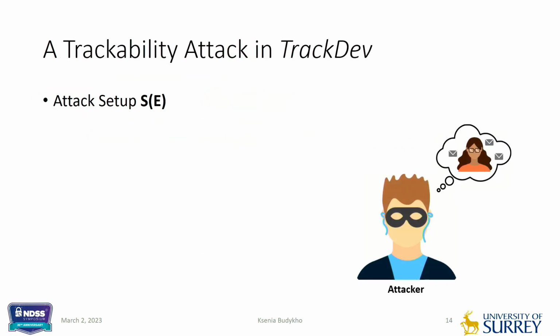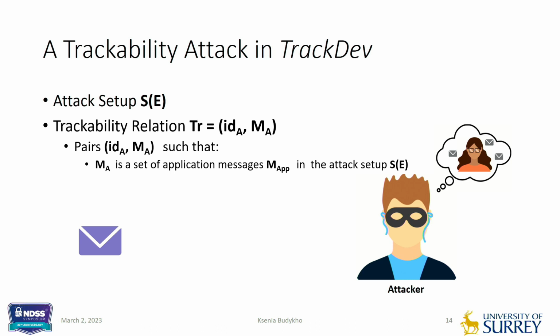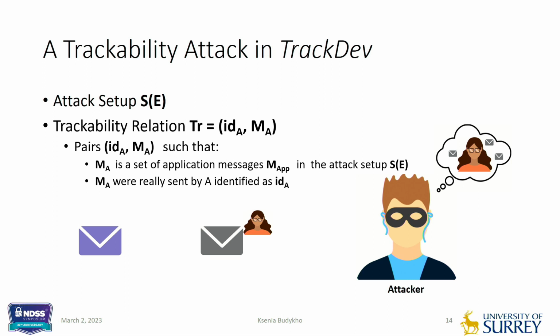And the adversary then uses this attack setup to track a particular user's application level messages or their actions in the network. So in order for the adversary to track someone, they need to provide a trackability relation TR for the given identifier. So this relation is a pair of the identifier and application messages that belong to the identifier. So the relation is correct and the attacker mounts a successful attack if the messages contain at least some application level messages where the user is accessing the application or service, and then these messages do actually belong to the user that they're trying to track.